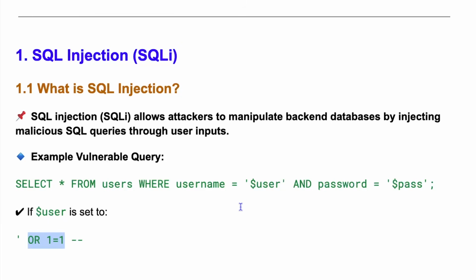So in a really perfect world, for low-hanging fruit, you could do apostrophe or 1 equals 1 for the user and apostrophe or 1 equals 1 for the password, and both of those technically will return a true value because 1 is always going to equal 1. The website will now grant you access without you even having a legitimate username and password.